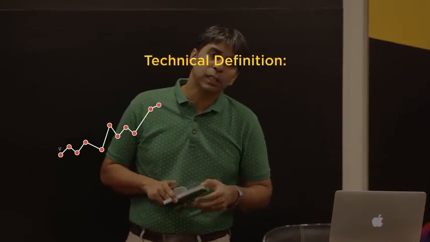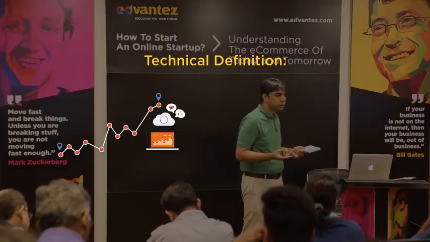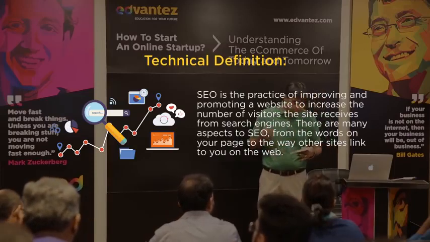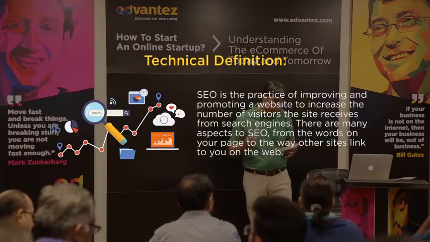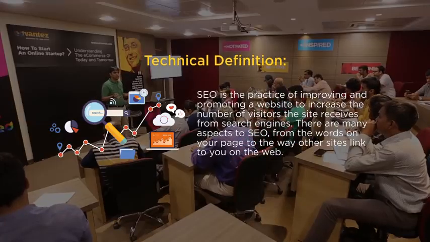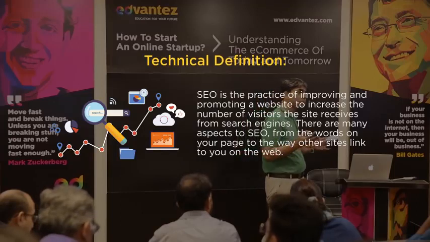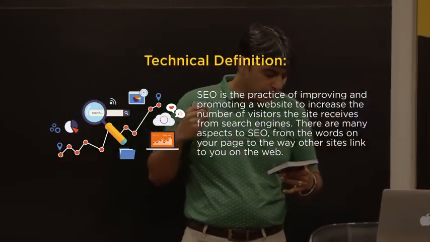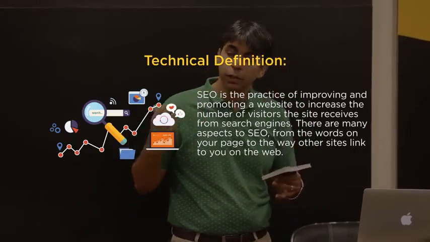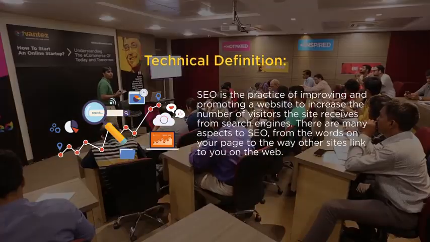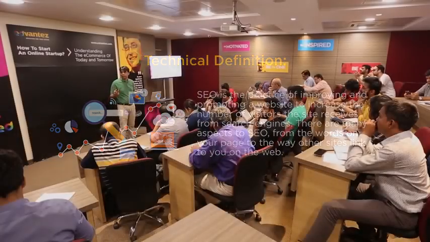All right, let's start off by defining what the technical definition of SEO is. I know you already described it. So it's a practice of improving and promoting your website to increase the number of visitors. Very simple. What is our ultimate goal? Get more people on our website, correct? So that's what SEO does for you, okay? It has many aspects: words on your page, which is your content, right? Links on your web, right? All of that involves SEO.